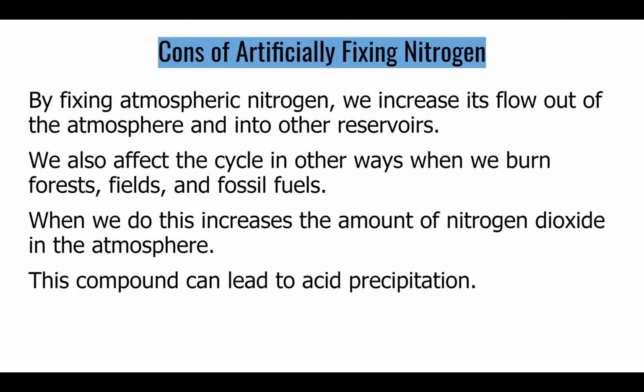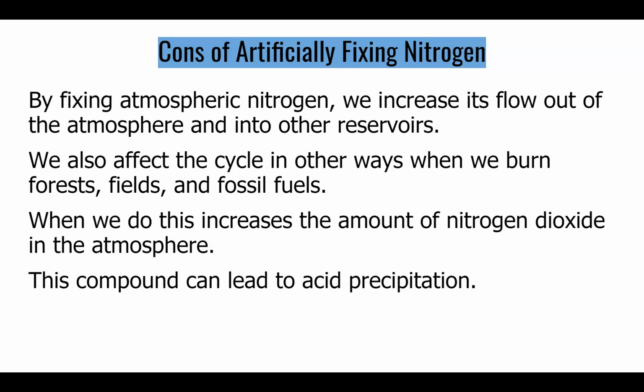All right. So, these are our cons. Nothing too crazy. We literally just need this last line. Taking nitrogen out of the atmosphere can lead to acid precipitation. So, acid rain is our big con here. When we fix nitrogen, we increase its flow out of the atmosphere. We kind of got that with our last slide.